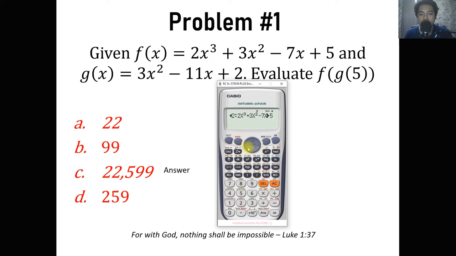So what happens if we are going to interpret this calculator? If we click solve, it will be asking what is the value of x. If we input 5, the result would be 22 because it first solves 3x squared minus 11x plus 2. Just to avoid confusion, I changed it into y, but it's the same process. The 22 will be inputted in this function, f of x. So you can use either of the three methods.